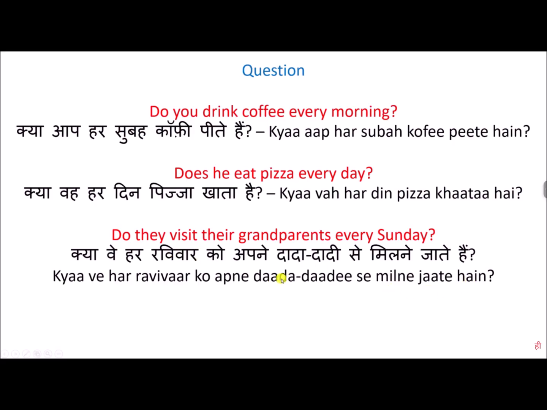Okay, there are a lot of words here, so let me explain some of them. वे is they, हर is every, रविवार is Sunday, को is something that we will learn later, अपने is their, दादा दादी is grandparents. Okay, दादा is grandfather, दादी is grandmother, दादा दादी is grandparent. से is something we will learn later. मिलने is visit. Okay, visit.